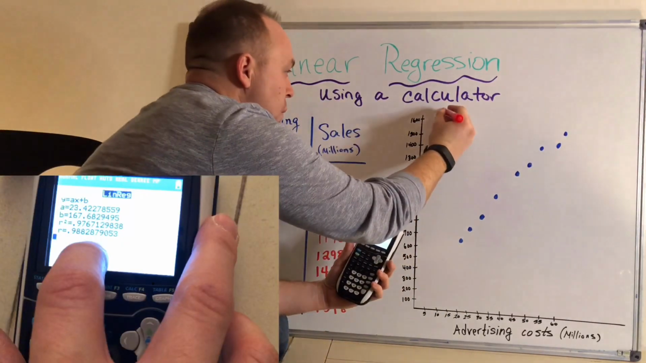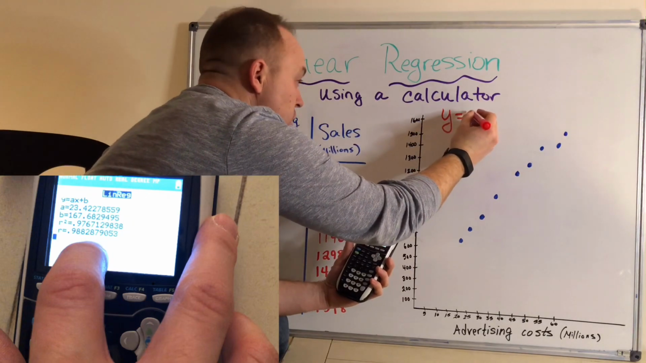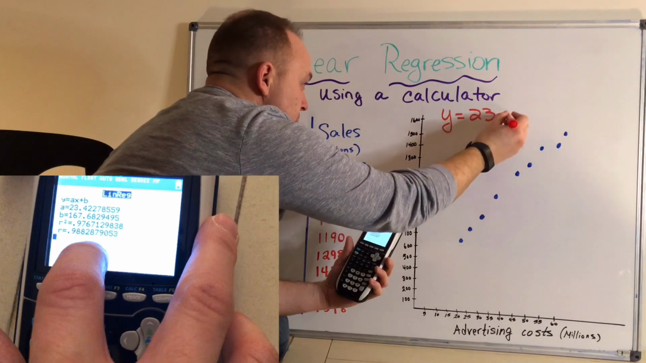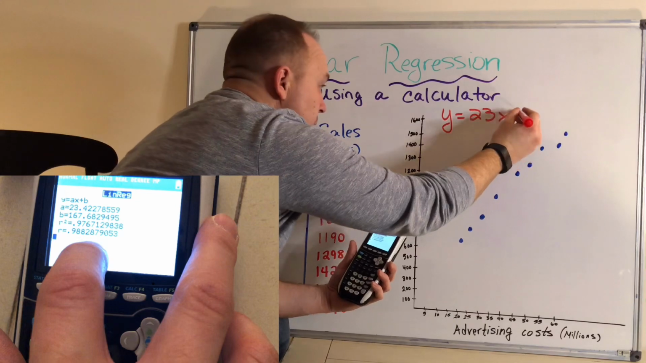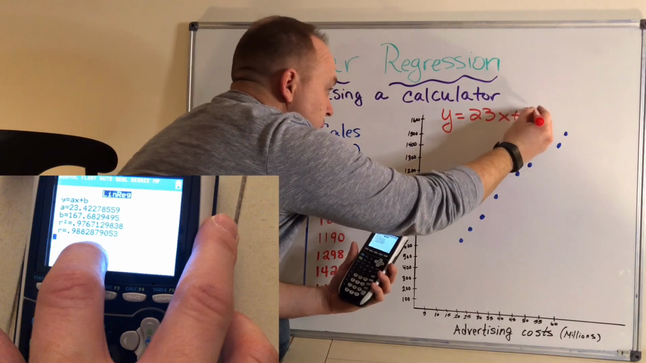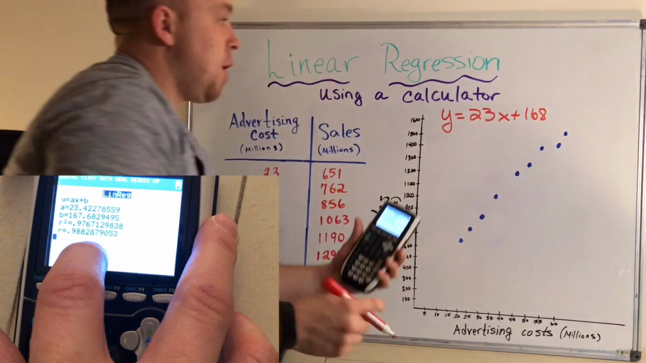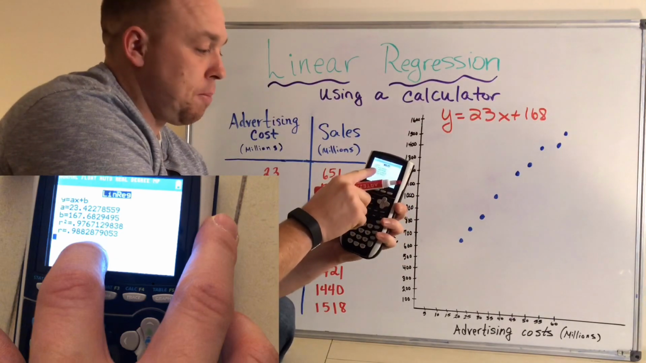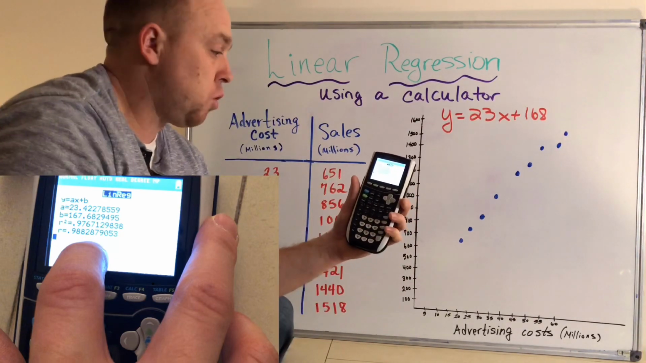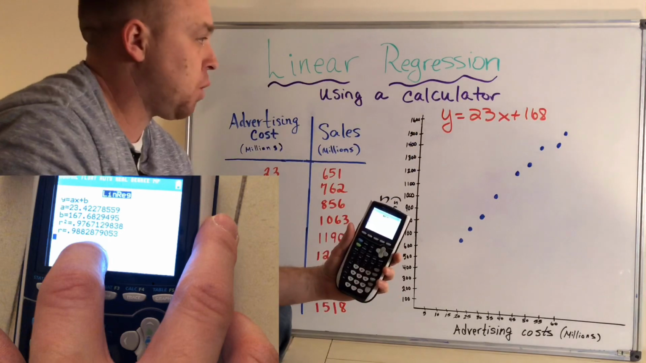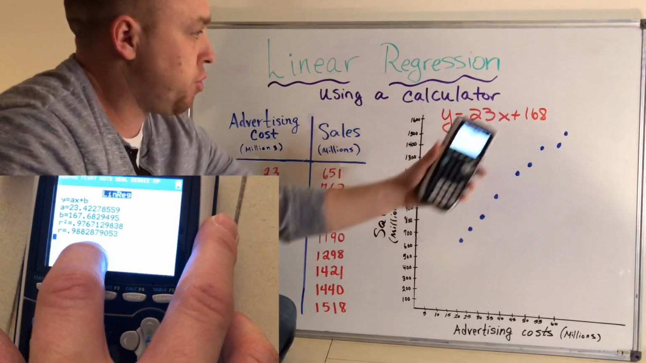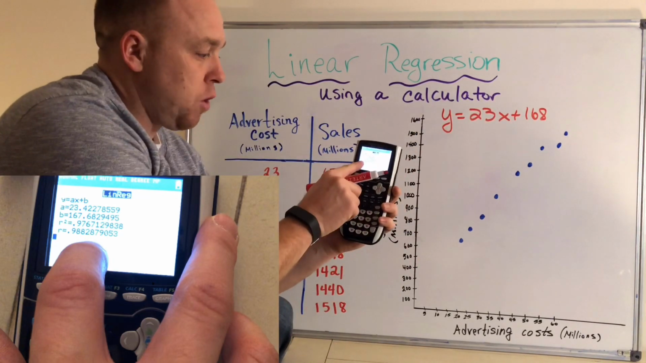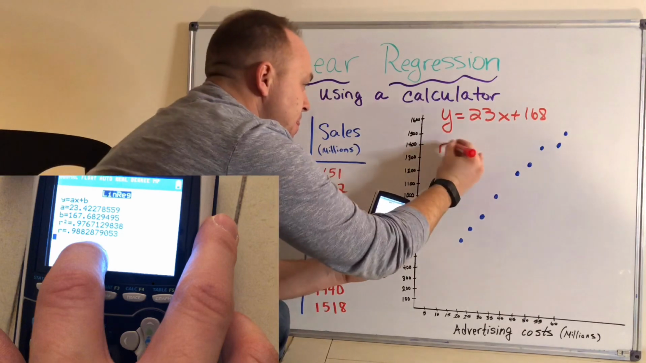So we have y is equal to 23x plus 168. Now I took those values, the a and the b, and I rounded them to the nearest whole number just to help us get the equation of the trend line that goes through this. And then the r value is 0.988.